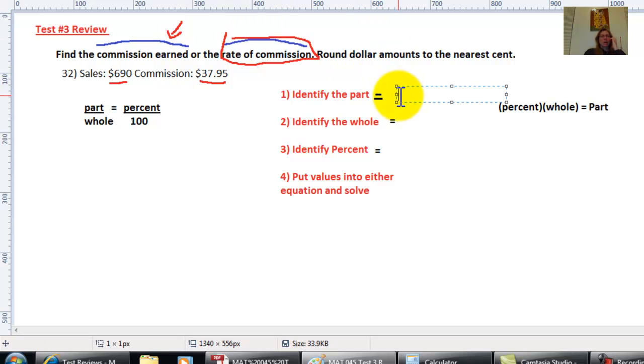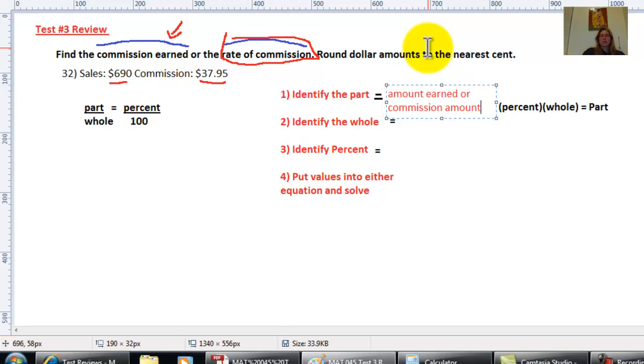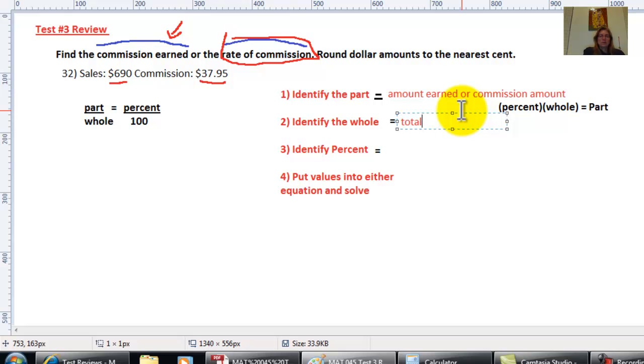Identify the part. The part is a portion of the total sales. So sales is $690 and commission is the part. So the amount earned or commission amount. That's the amount that the salesperson earned on the sale. Then we have the whole. The whole is total sales. And the percent would be the rate of commission.